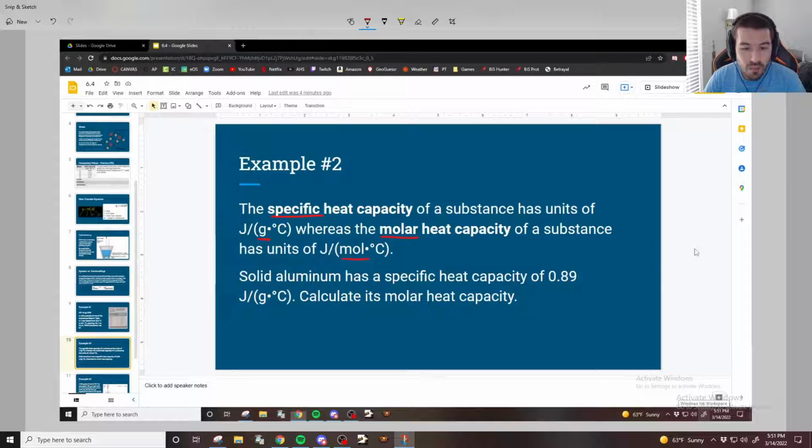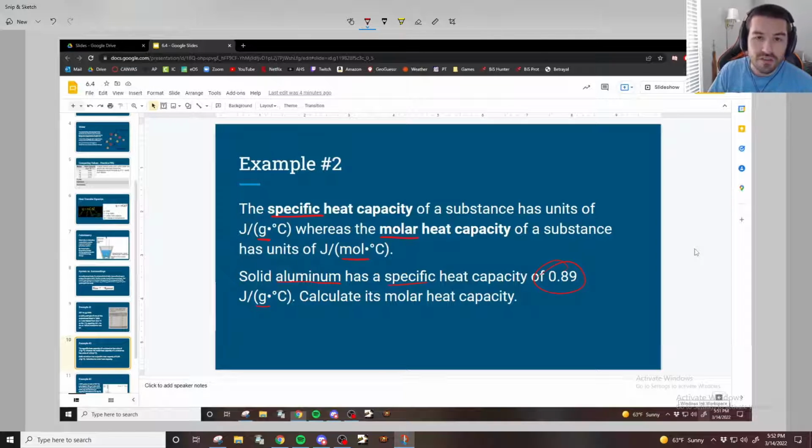We are, in this problem, supposed to convert from the specific heat capacity to the molar heat capacity. We're talking about aluminum again, our winner from the last problem. It has a specific heat capacity of 0.89 joules per gram degree Celsius, and we're asked to calculate the molar heat capacity. So this is as simple as converting from grams to moles. We're going to use the molar mass, or the atomic mass of this element, aluminum, to do that.